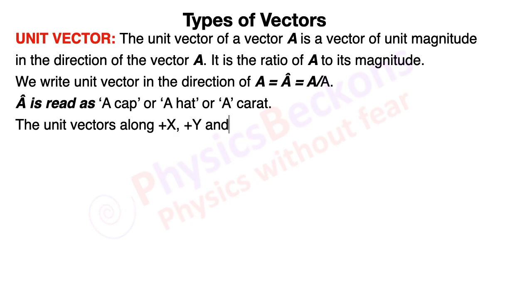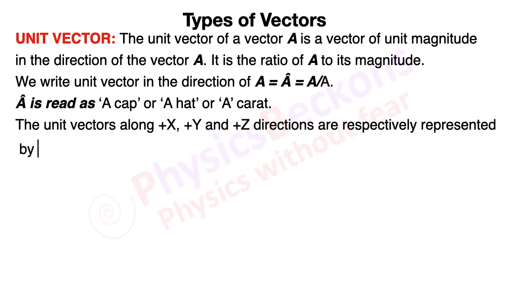Then there are special symbols used to represent unit vectors along x direction, y direction, and z direction. The symbols respectively are i cap, j cap, and k cap. So i cap is unit vector in plus x direction, j cap in plus y direction, and k cap in plus z direction. Likewise, minus i cap, minus j cap, minus k cap represent unit vectors in minus x, minus y, and minus z directions.